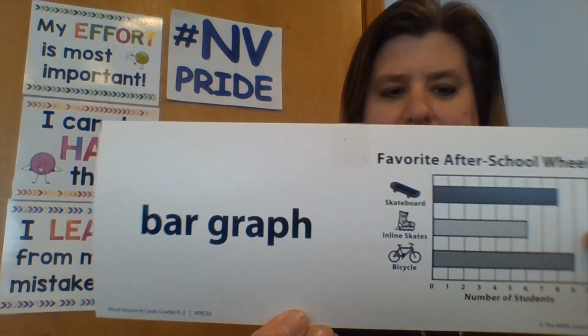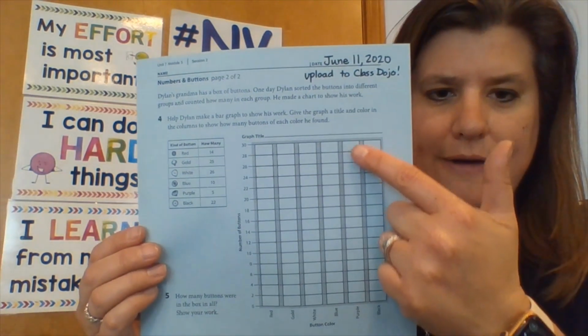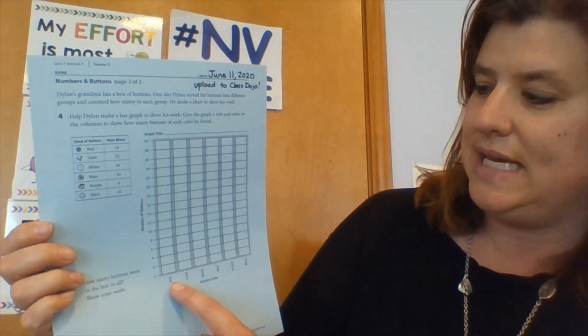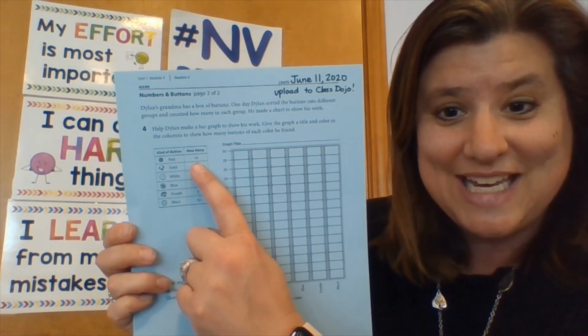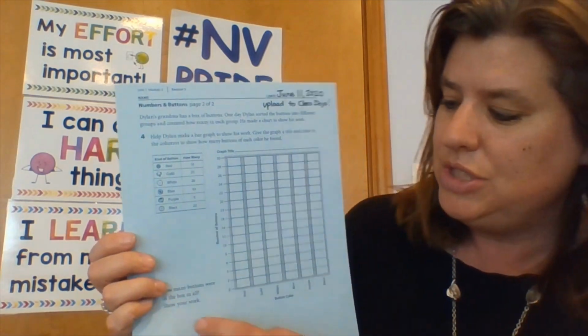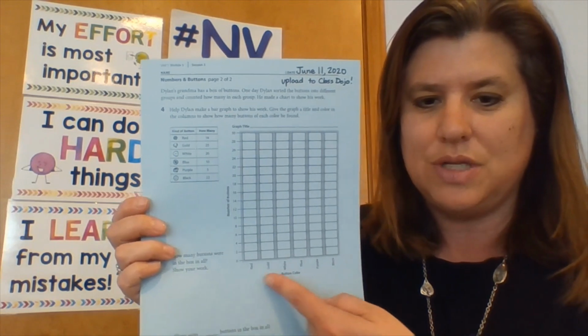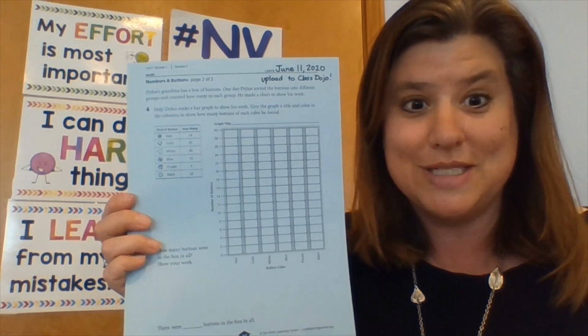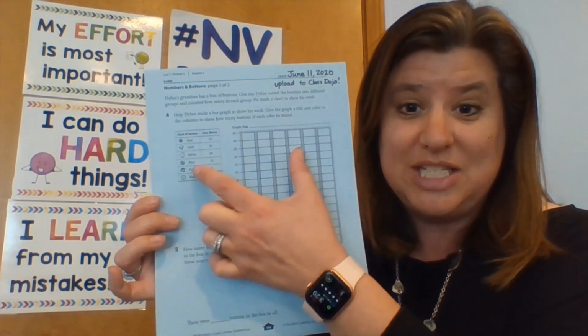And this helper card has an example of a horizontal bar graph, and you are going to be creating a vertical bar graph. So you'll see along the bottom here, it has the color red, and you'll see that when he sorted his buttons, his counting collection, he ended up with 14 red buttons. So you're going to color in. You can use the colors that match the colors on the bottom, or you could just use your colored pencil. You decide.